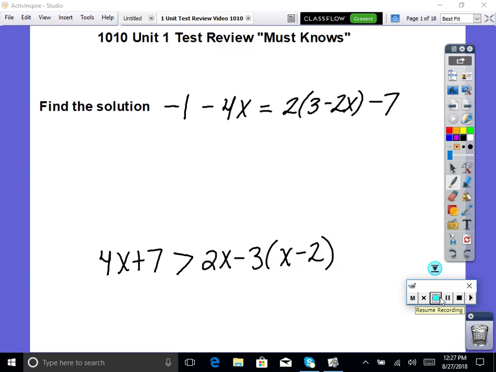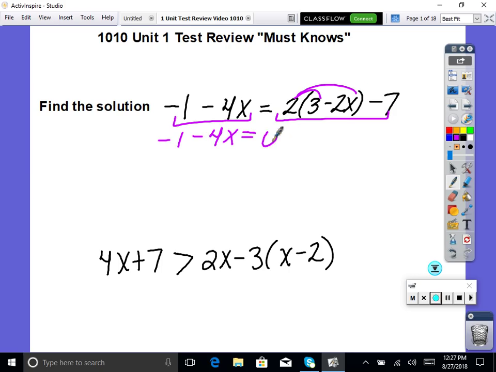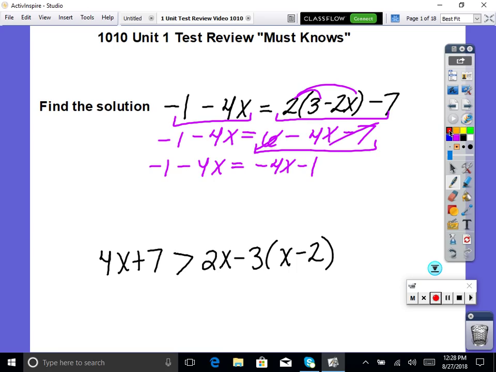All right, here are some things to remember. It says find the solution, so we'd have to solve for x. On this side, combine like terms, and on this side, we'd first distribute 2. 6 minus 4x minus 7, so combine like terms over here. Combining 6 minus 7 is -1, so then you'll just solve for x.